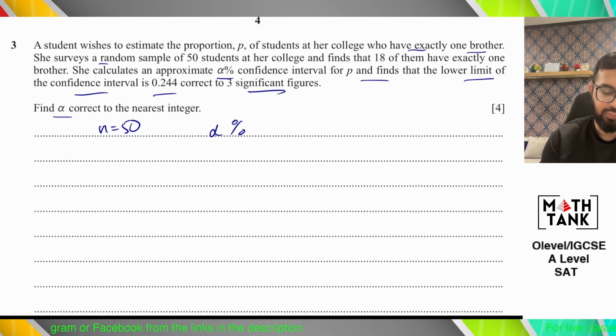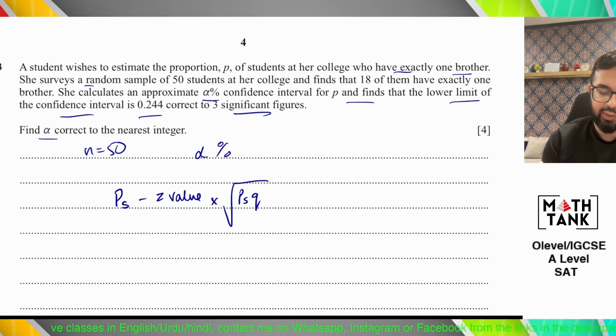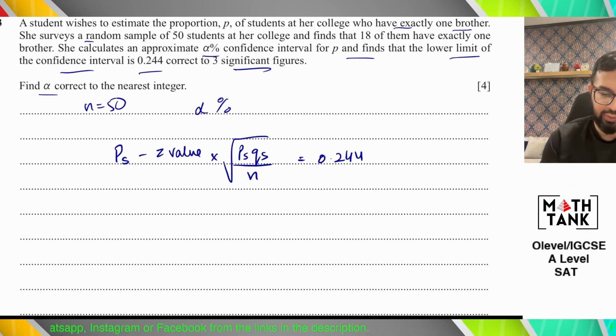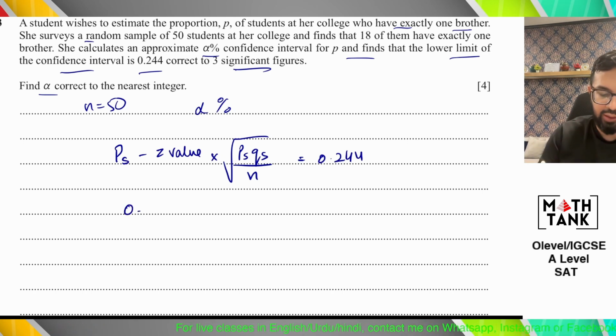Now, for the lower limit, the formula for the population proportion is basically PS minus Z value into root of PS QS over N. Okay, that is the lower limit of the population confidence. The PS is 18 out of 50. Can I take them in decimals? I think that would be easier if I took it in decimals. It's 0.36. Okay, so 0.36.